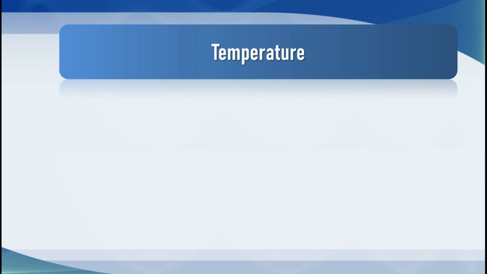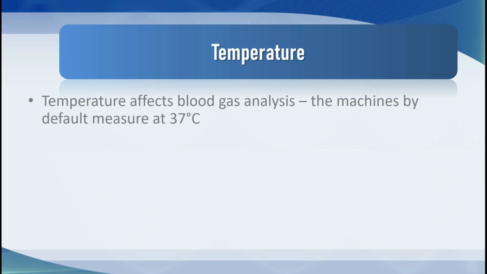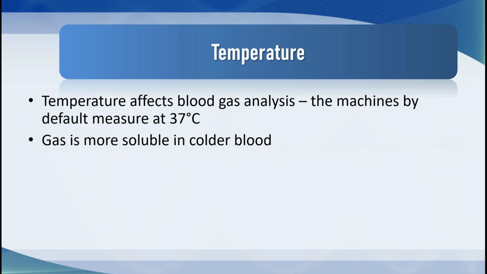The temperature is also really important because temperature affects blood gas analysis. The machines by default measure at 37 degrees, but gas is more soluble in colder blood. And remember that as you heat up water and blood, it becomes more apparently acidic. The hydrogen ion activity increases, but of course it's still chemically neutral.